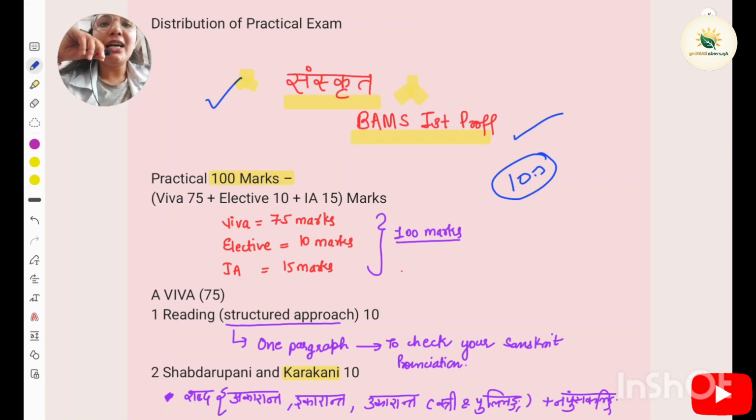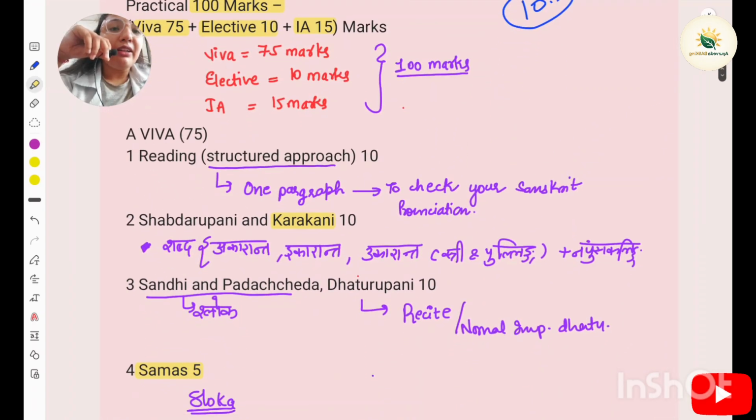There are 100 marks in total, out of which 75 marks are for the viva, then 10 marks for the elective that you have already submitted, and 15 marks for internal assessment. So mainly we have to go for our 75 marks, so that we can get at least 50 or above. In the viva there are again 10 headings, and the first heading is reading in a structured approach.